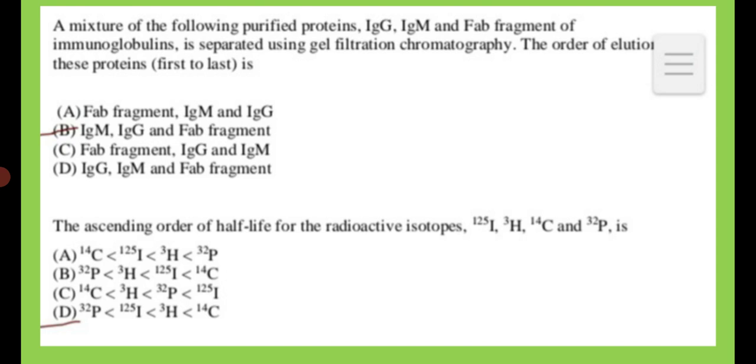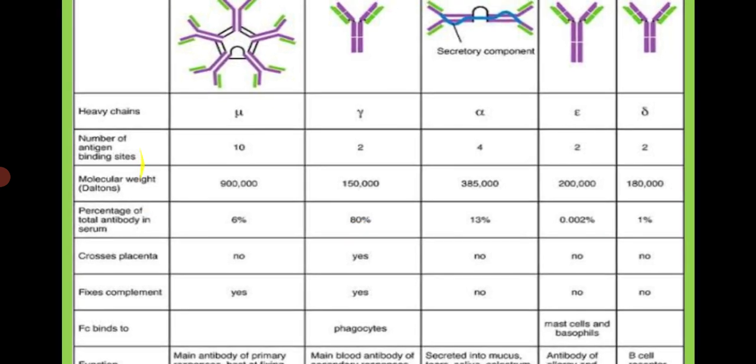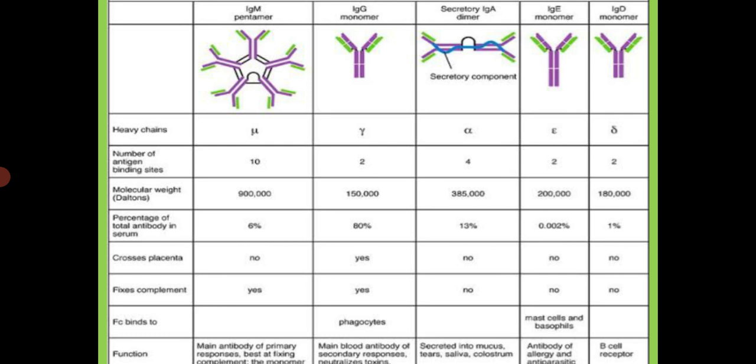Then IgG has a lower molecular weight than IgM, and then the fragment for antigen binding. So the sequence is IgM, IgG and Fab. Here in this image, the 5 antibodies are there. The molecular weight for the IgM antibody is 9 lakh Daltons. The molecular weight for IgG is 1,50,000. For IgA 3,85,000. For IgE 2 lakh and for IgD 1 lakh 80 thousand.